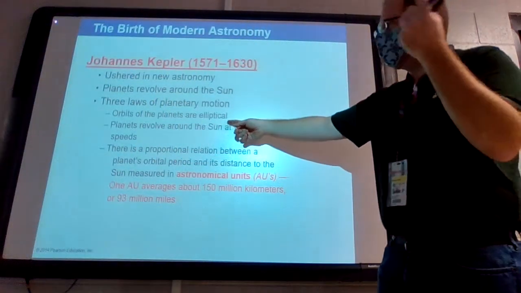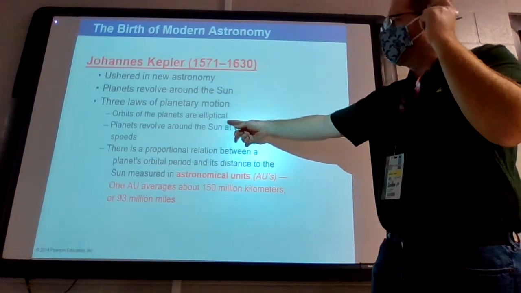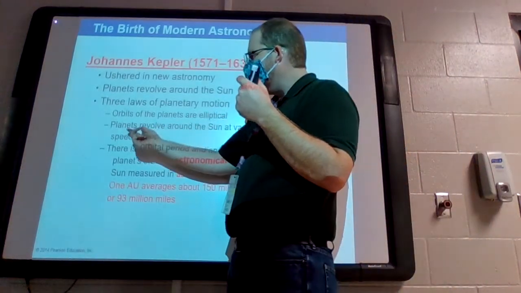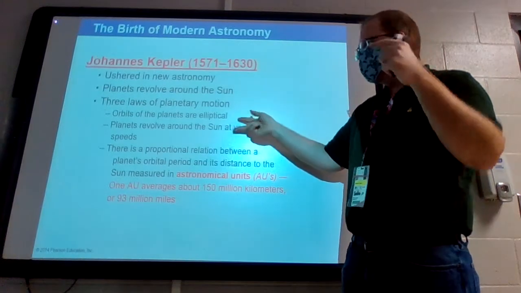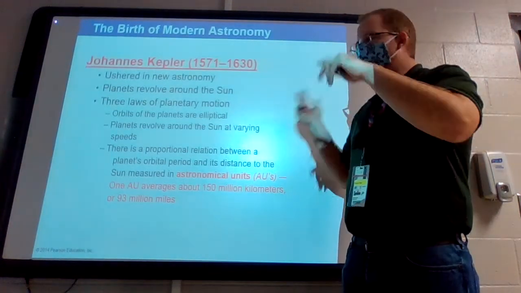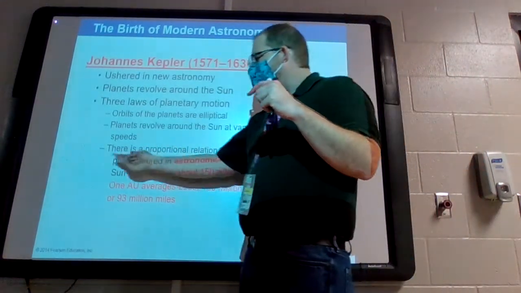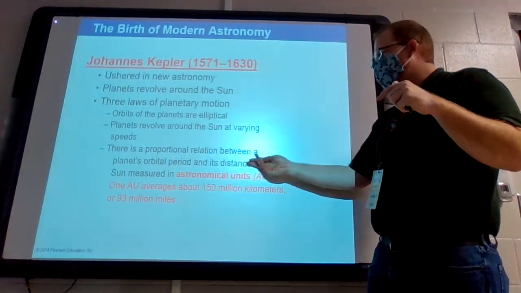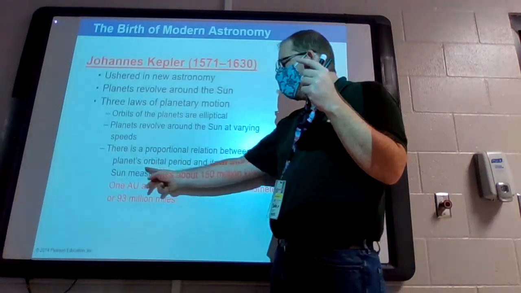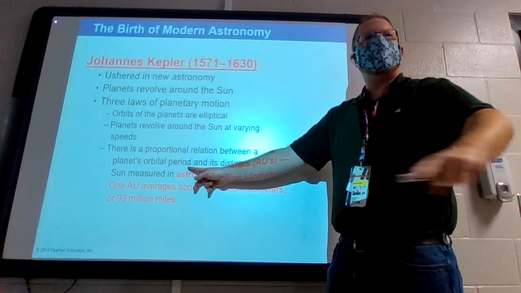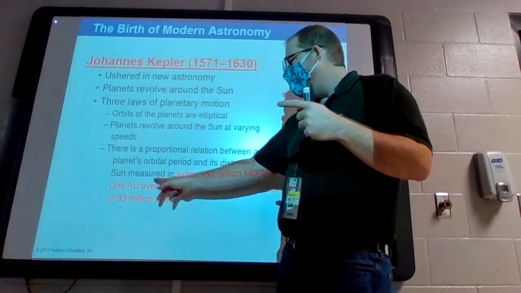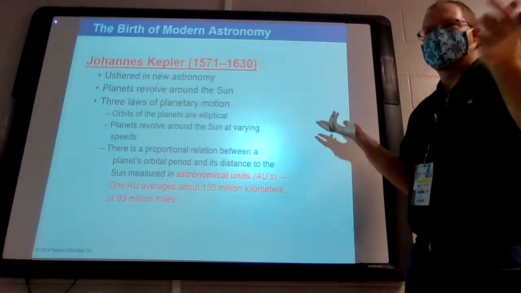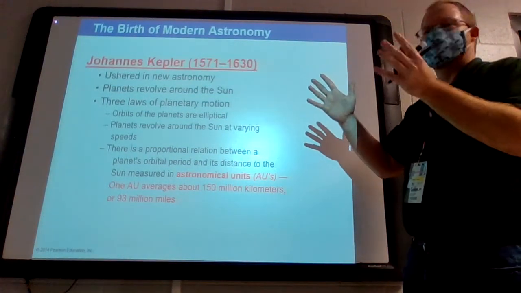So that's the first one. Orbits of the planets are not perfectly circular. They are elliptical. The second one, planets revolve around the sun at varying speeds. And those two kind of go together, and we'll see that in another slide. The third one, there is a proportional relationship between a planet's orbital period, so how long it takes to go around the sun, and its distance to the sun measured in astronomical units, or the distance from the sun to the Earth.